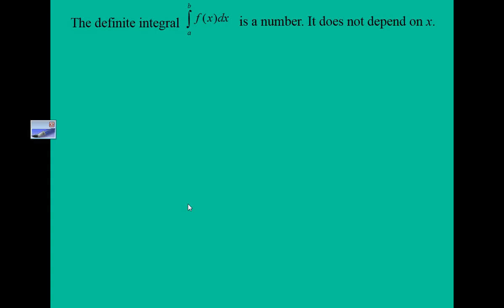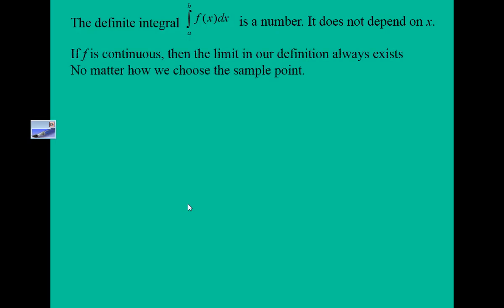So the definite integral of f of x dx from a to b is some number because it represents the area under a curve. It does not depend on x. If f is continuous, then the limit in our definition always exists, no matter how we choose the sample point. If we use the left side of the rectangle, the right side of the rectangle, or any point in between.